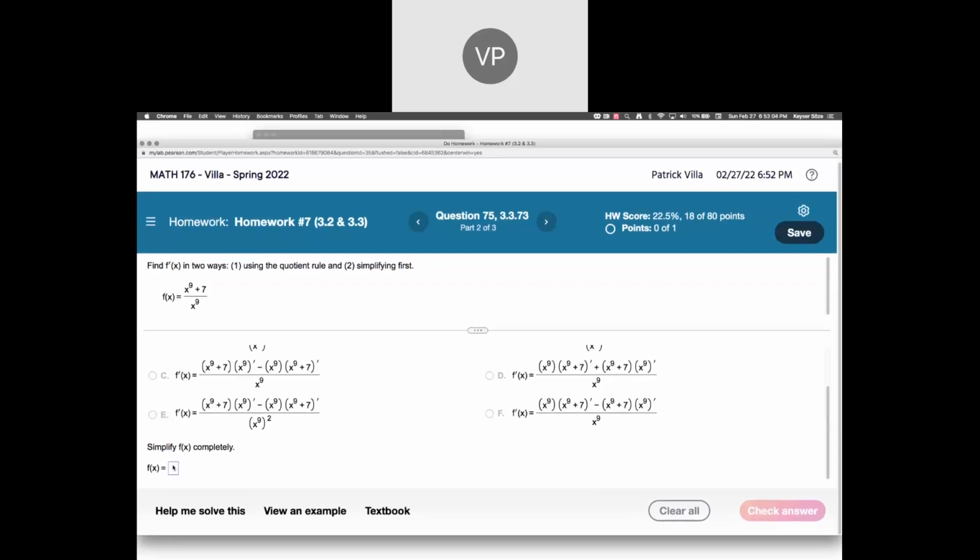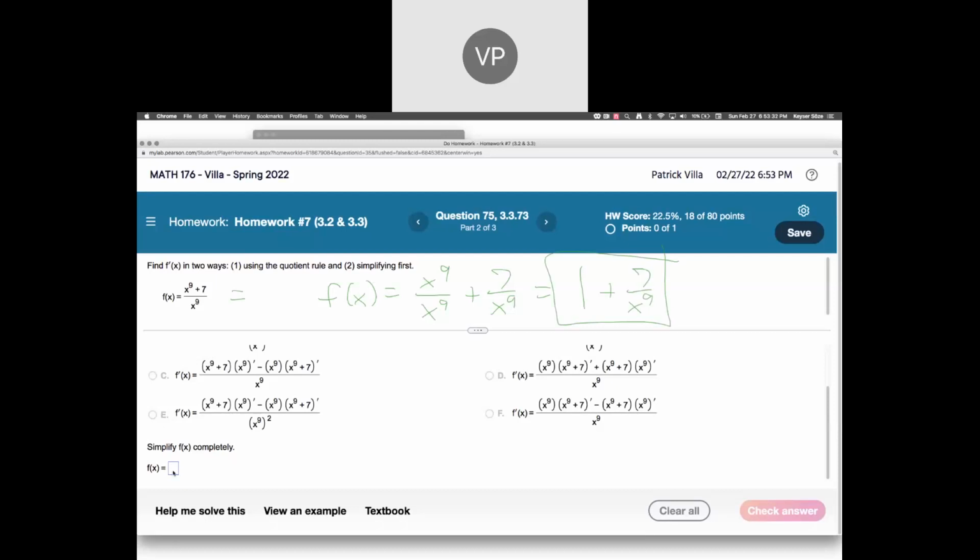So now they want you to simplify this completely. So remember, I talked about this before, when you have one term on the denominator, you can actually rewrite this. So I can take that same function, notice not a derivative, I could take that function and write them both over the x to the 9. So that becomes a 1 and a 7 over x to the 9. That's the simplified version of the original function.